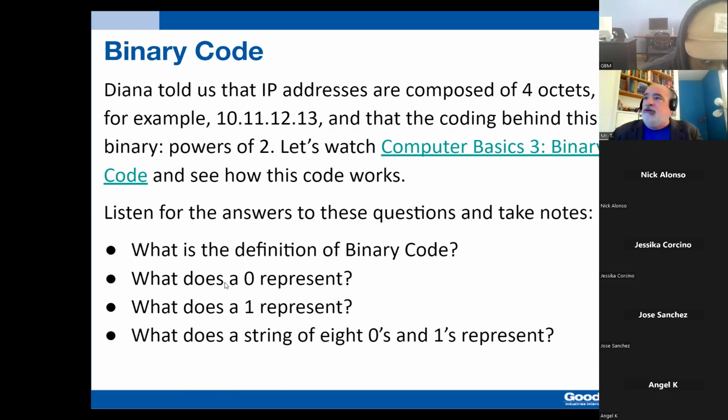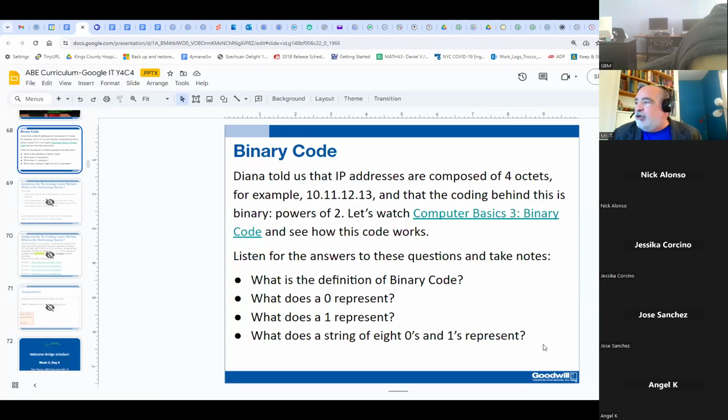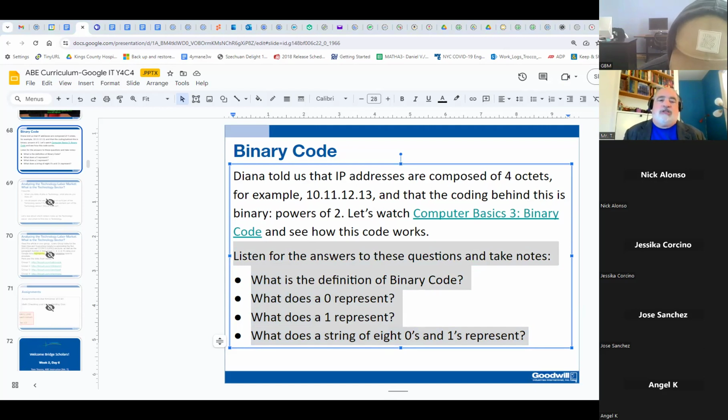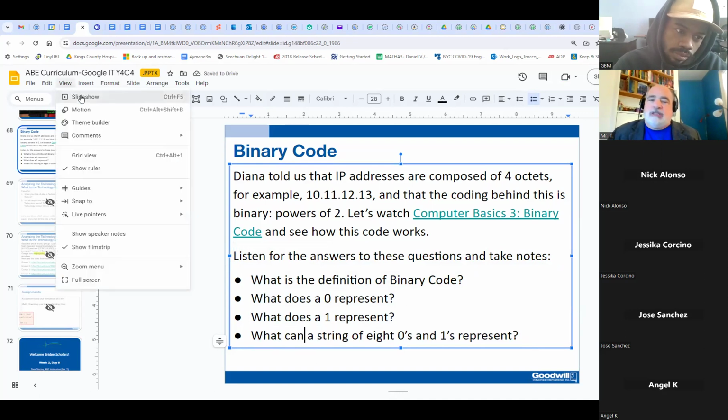What I'd like you to do while you're watching it, let me find it, here it is, is to think about these. I'll put it in the chat. Think about these questions. What's the definition of binary code? What does a 0 represent? What does a 1 represent? And I keep meaning to change that. What can a string of 8 zeros and 1s represent? Okay, so let's watch this video.